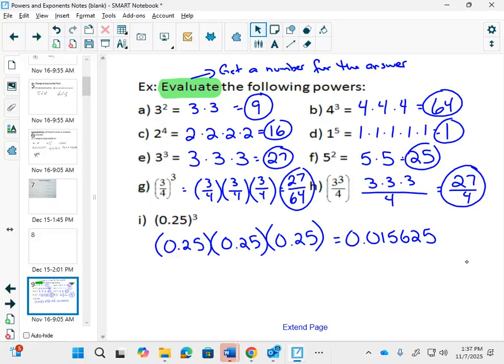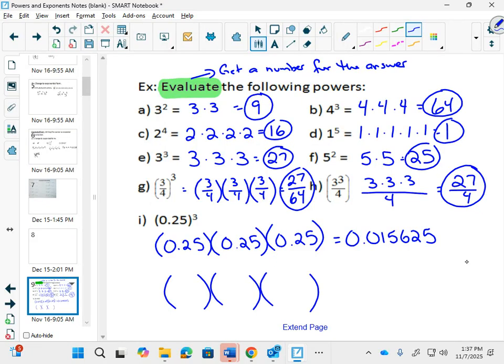Does anybody know how to write 0.25 as a fraction? What is it? It's 1 on something. 1 over 5. Close. 1 over 4. Does anybody know a special word for 1 over 4? A quarter. And what other thing do we use the word quarter for? Coins. How much is a quarter worth? 25 cents. Look at that.